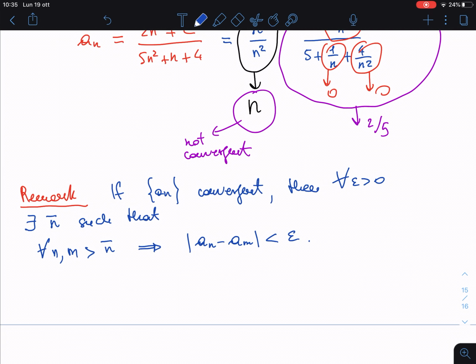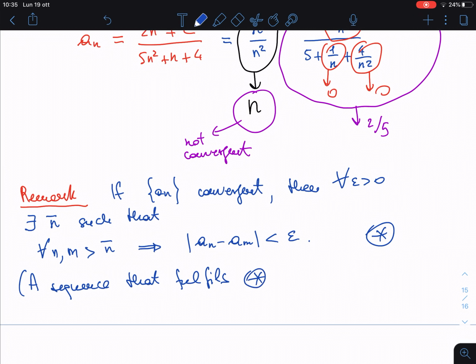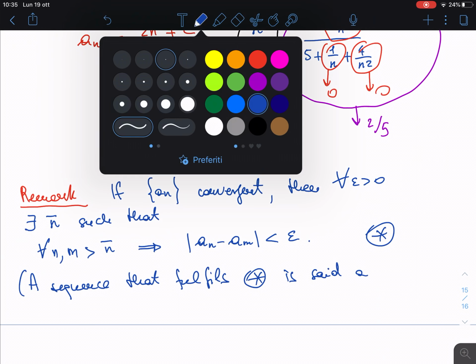So this definition: a sequence that fulfills this rule, asterisk, is said a Cauchy sequence.